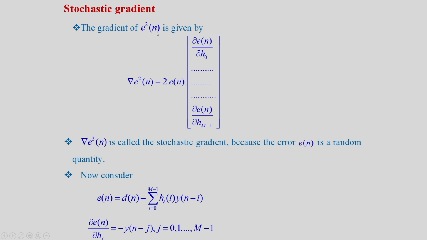Now, the gradient of square n is given by gradient of square n is equal to 2 times En into this vector del En del H naught up to del En del H m minus 1. Because it is a function of a function, so first we have to consider a derivative of square n, that is twice En, then derivative of En with respect to each of the parameter.